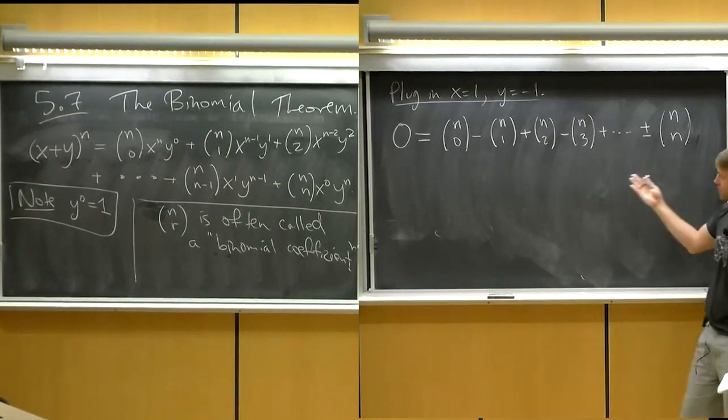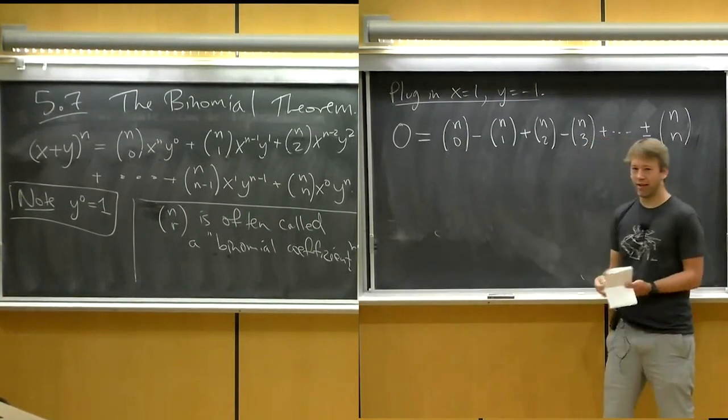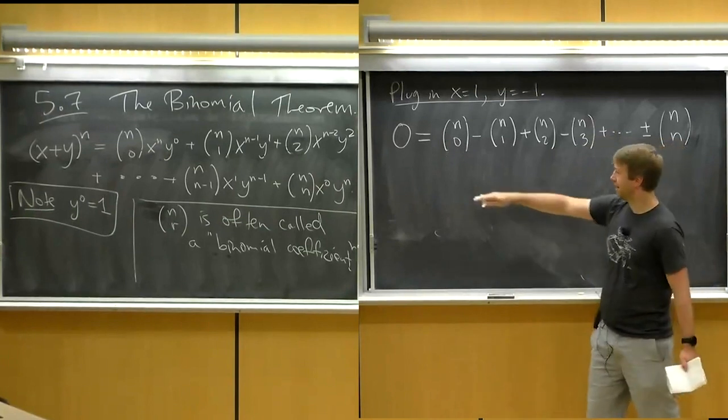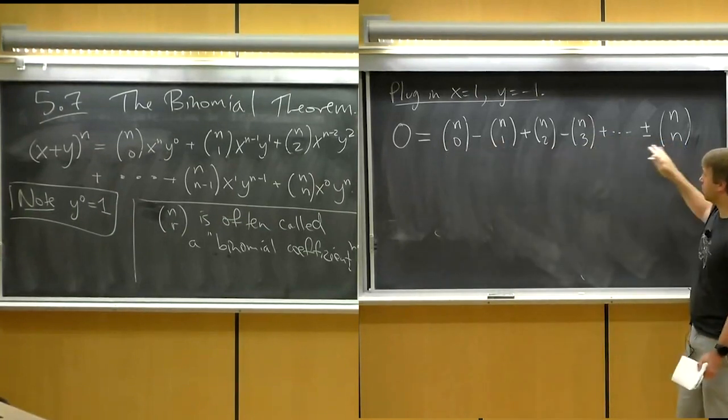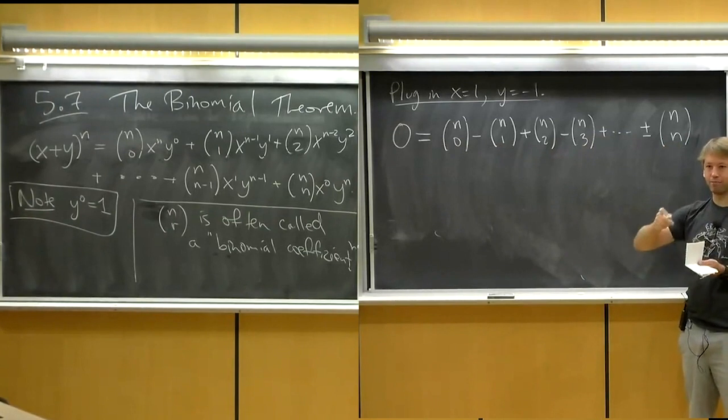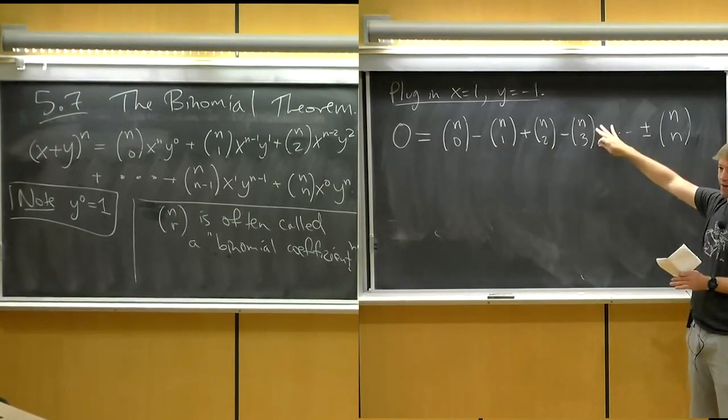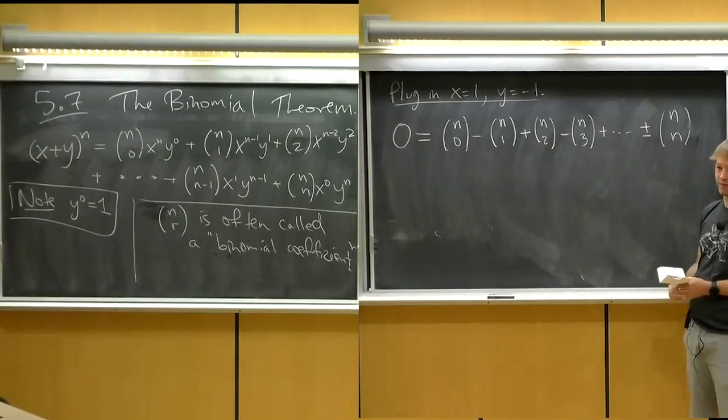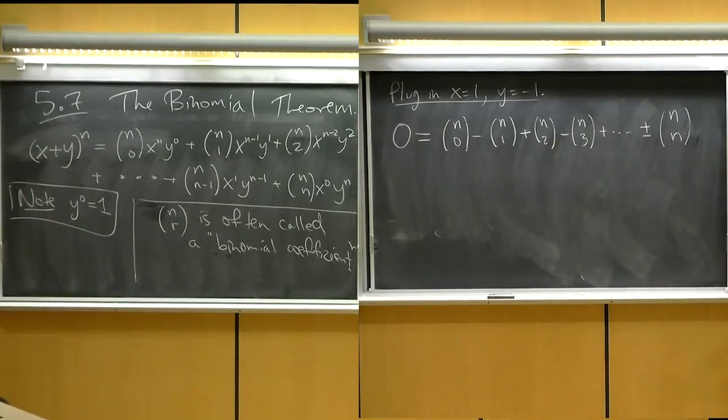But yeah, so this gives you that, kind of magically, if I add up all my binomial coefficients, but with alternating signs, plus, minus, plus, minus, plus, minus, for every value of n, this always equals 0. Okay. And you can have fun playing with that, put in different values for x and y and see what happens.